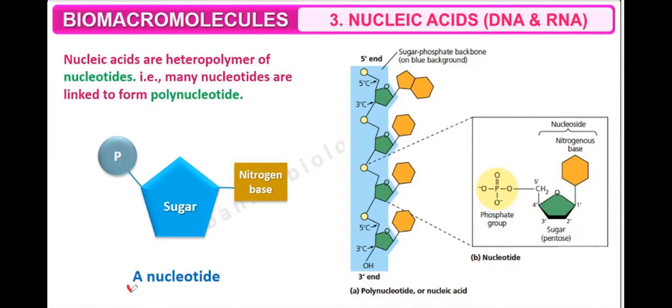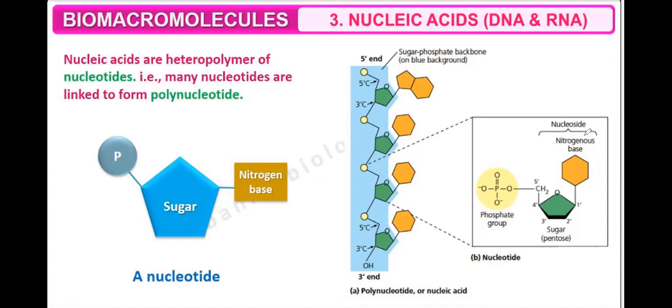This is an example of one nucleotide. In a nucleotide, there are three components: one is sugar, second is nitrogenous base, and P stands for phosphate. So a nucleotide is made up of phosphate, sugar, and nitrogenous base. This is sugar, this is nitrogenous base, and this is a phosphate. So this is one nucleotide.